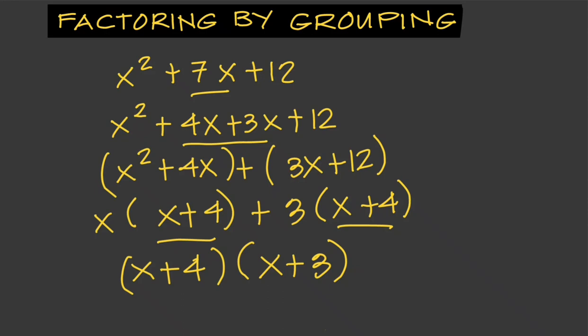Again, we can always check this by multiplying the factors using the FOIL method to check if the factors are equal to the original polynomial.